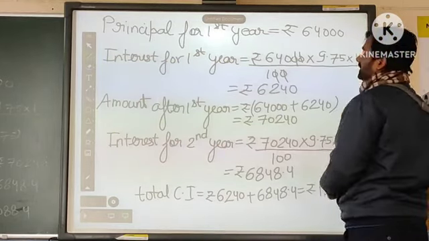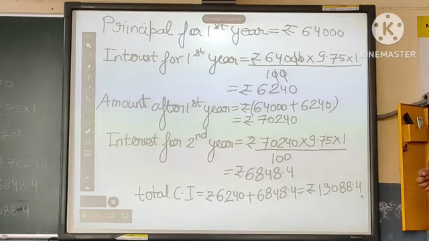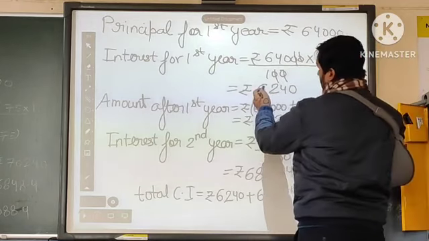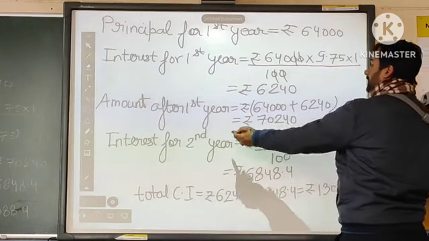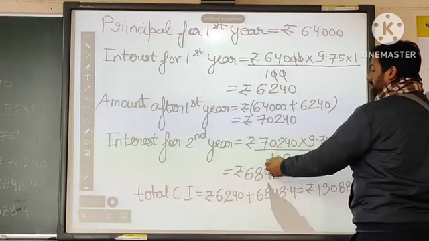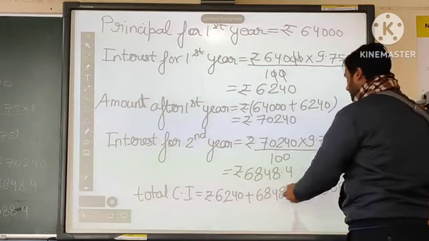So generally you could see here that the principal for the first year is 64,000. Interest of the first year is rupees 6,240, and the amount of the first year is this much. Interest for the second year is, because this becomes the principal for the next year. So this becomes the amount. Now the total sum is this much.